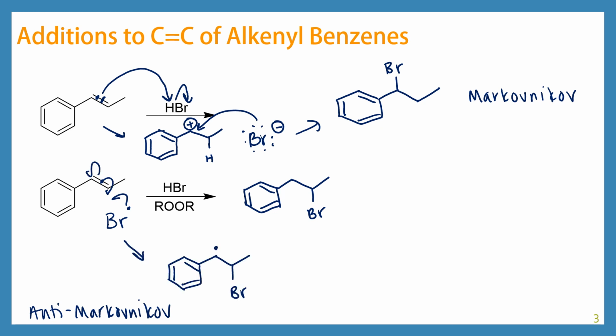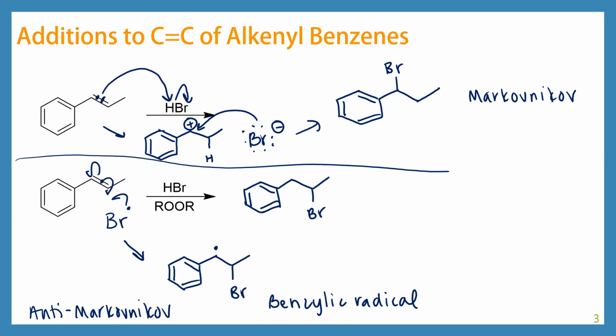To give us the benzylic radical, which will then be terminated to give us our product. So the key thing here is that the anti-Markovnikov reaction wants to go through the benzylic radical, while the Markovnikov reaction wants to go through the benzylic carbocation.